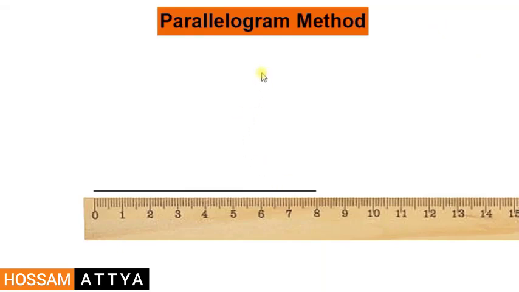So when we need to find the resultant by drawing, we have two techniques or two methods. The first one is the parallelogram method. We will start by drawing the first force, which is the 4000. As we agreed before, it will be drawn as a line of length 8 centimeters, as you see here.